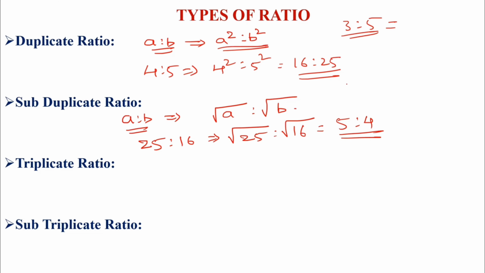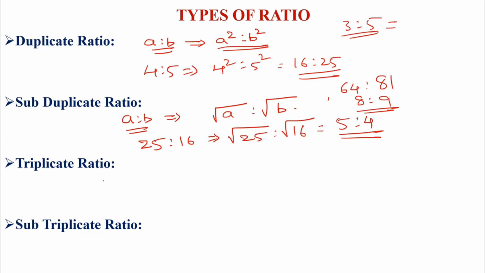And tell me, what is the subduplicate ratio of 64 is to 81? 8 is to 9. Good. Duplicate means duplicate the ratio. We will multiply the same ratio with the same ratio itself. Duplicate ratio. Subduplicate ratio is just a square root.